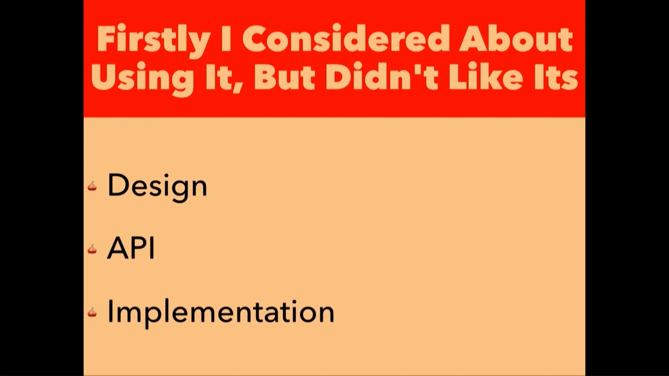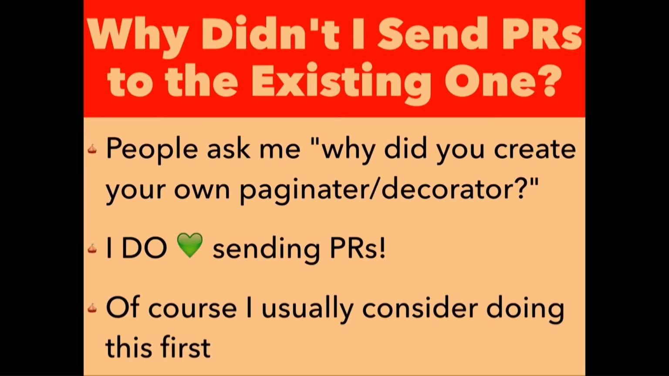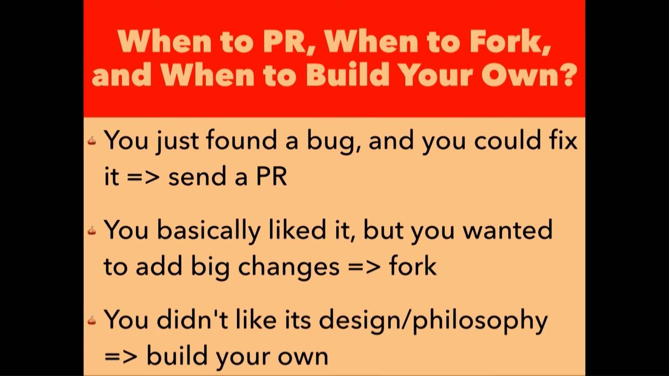So first, I considered using it, but I didn't like Draper's API designs and implementations. I mean, basic designs. I mean, pretty much everything about Draper. So instead of using Draper, I decided to build my own decorator library. I didn't even send a pull request to change Draper to the way I like, because I love sending pull requests to other people's products. So, of course, I usually do this first, but not always. So this is, I think, when I do send pull requests, or fork, or build my own.